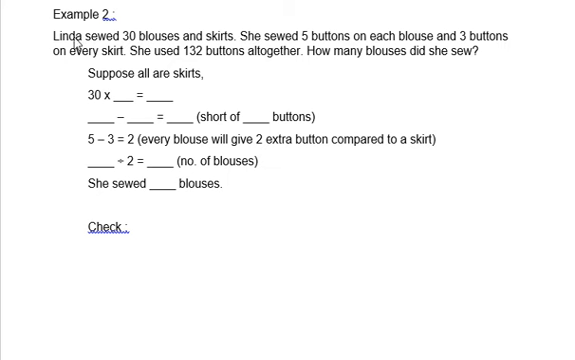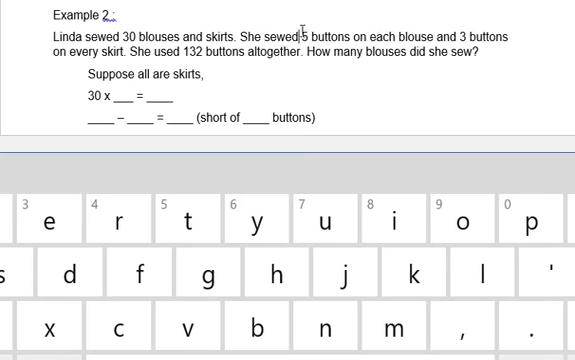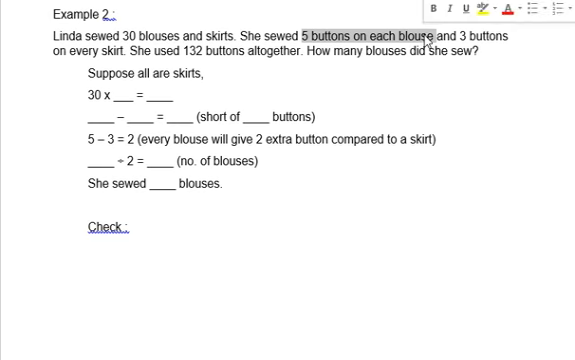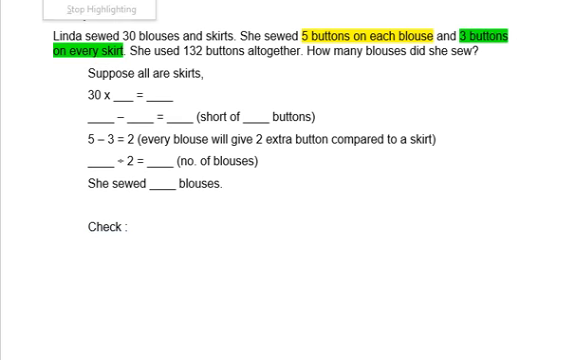Okay, so we started off with this question. Linda sold 30 blouses and skirts. She sewed 5 buttons on each blouse and 3 buttons on each skirt. We can highlight this portion. So every blouse has 5 buttons, and every skirt has 3 buttons. In total she used 132 buttons altogether. How many blouses did she sew?